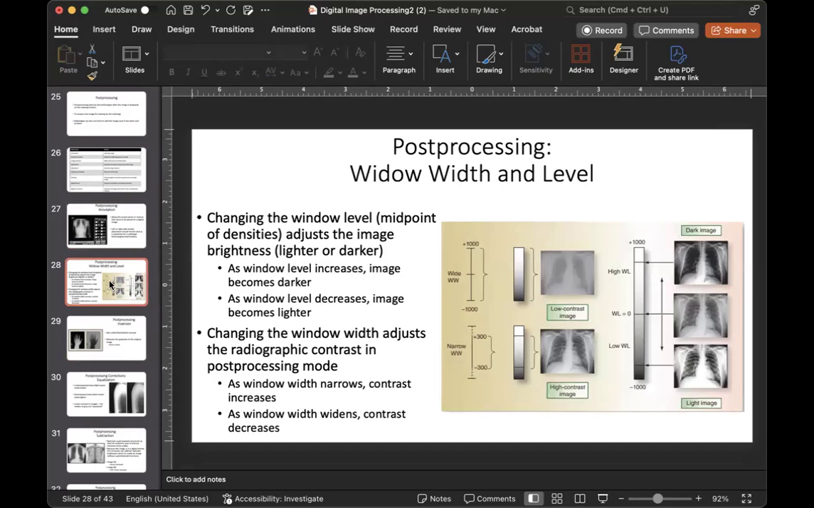With window level and window width. So window level, as window level increases, image becomes darker. As window level decreases, image becomes lighter. The window level is adjusting the brightness of that particular image. Okay, that's what it's doing. And then what we're looking at as far as window width is adjusting the contrast. We're saying how many shades of gray should be made available for us to use. And so as the window width narrows, contrast increases, as you can see here. As window width widens, contrast decreases. Okay. And so that's what you're seeing here.